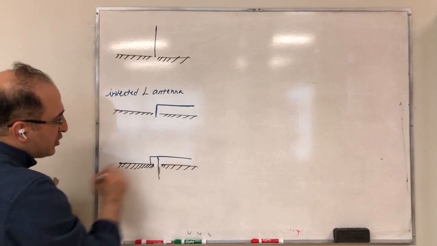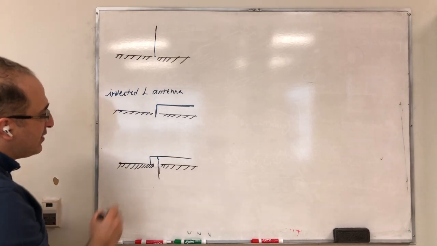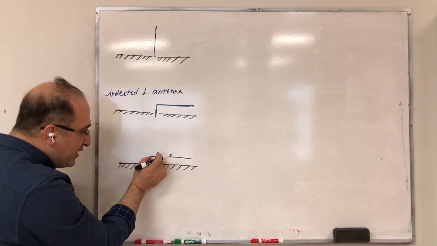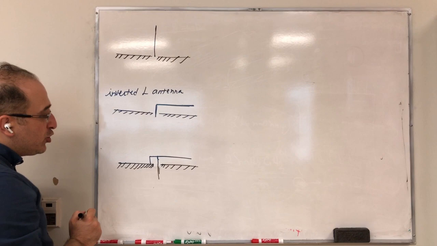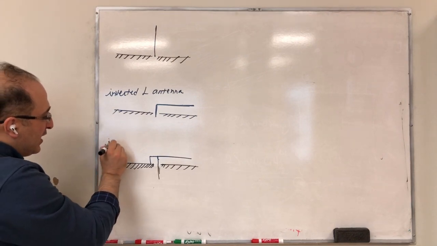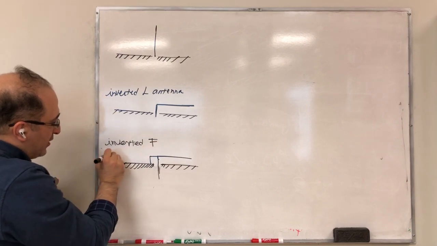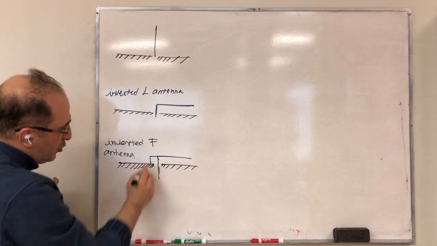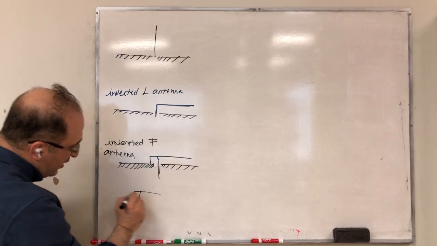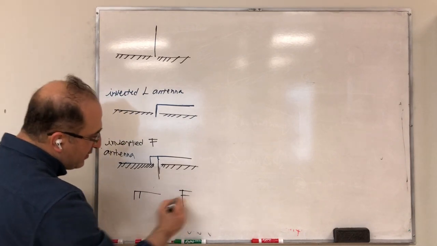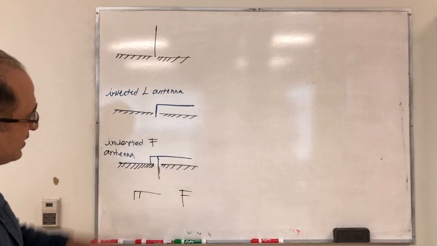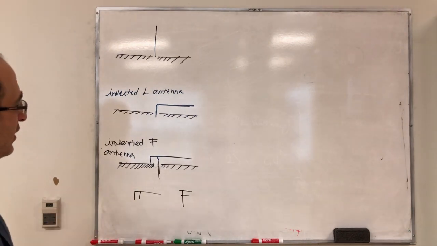So this is essentially the shorting pin that you add. You see this is like a very tiny transmission line, short circuited. So this is an inverted F antenna. You see the letter F, but inverted. So this is letter F. You see a very similar structure to that, but that's inverted.